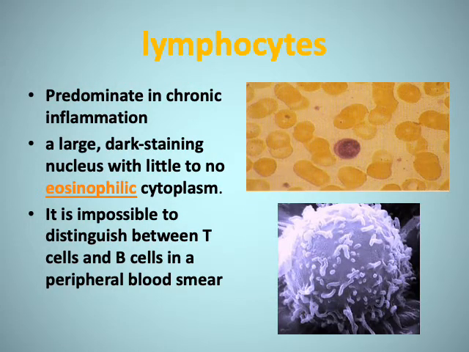This is a lymphocyte, which predominates in chronic inflammation, with a large dark staining nucleus and little to no eosinophilic cytoplasm. It is impossible to distinguish between T lymphocyte and B lymphocyte in the peripheral bloodstream.